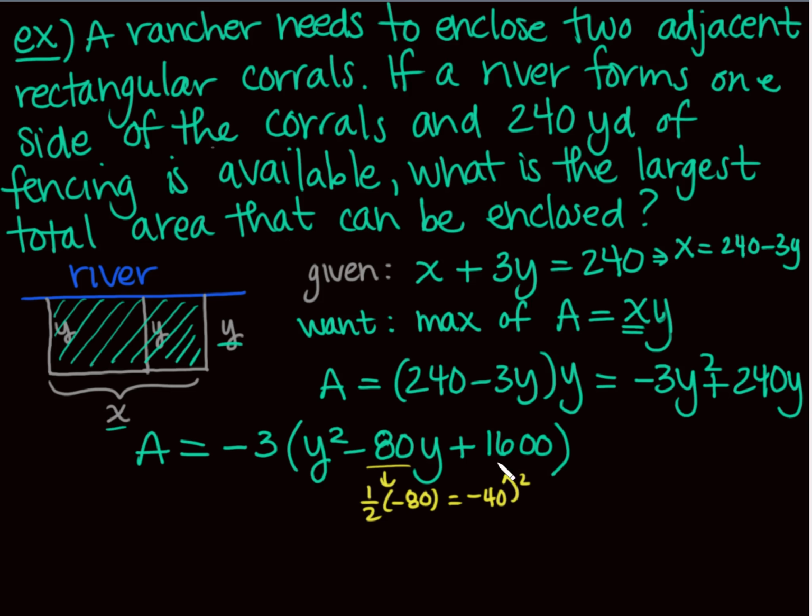Again, what did I actually bring in? I brought in 1600 times negative 3. So negative 3 times 1600 is going to equal negative 4800. So what is the opposite of a negative 4800? That would be a positive 4800. These numbers make sense, right?